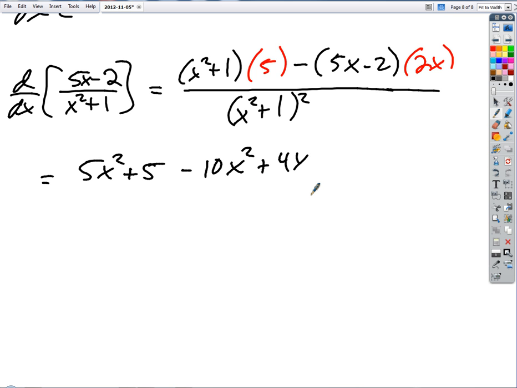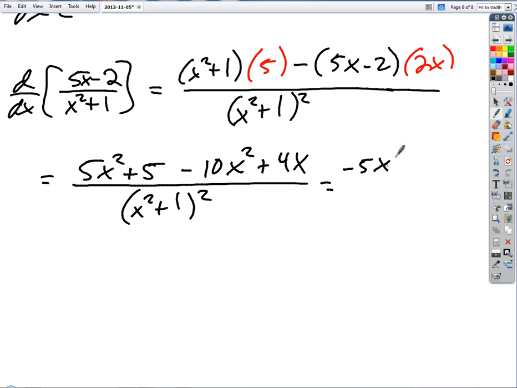4x, good. All over x squared plus 1 squared, and so I guess we collect like terms. What do we get? Negative 5x squared plus 4x plus 5 over x squared plus 1 quantity squared. Sound good? Okay. And that doesn't look super pretty, but that's the answer. That's what we get. That's our derivative function.